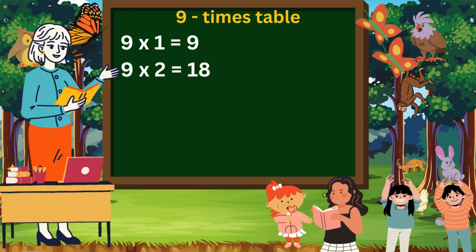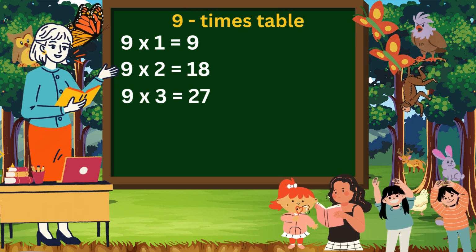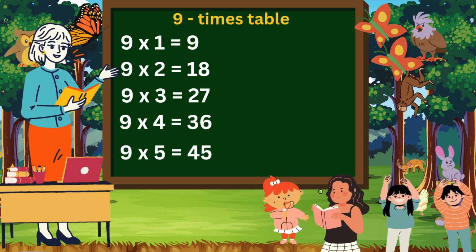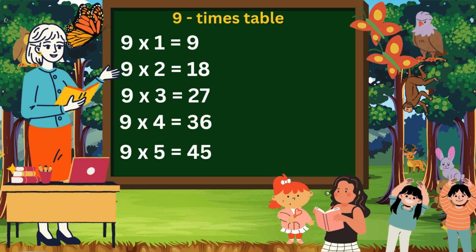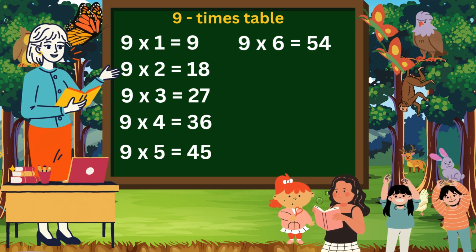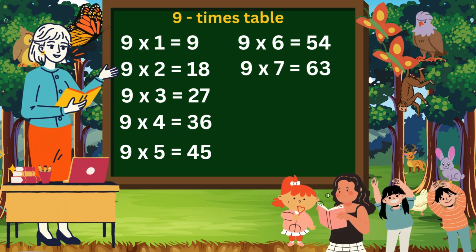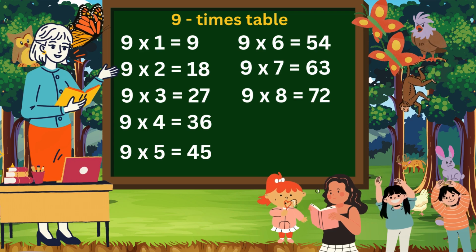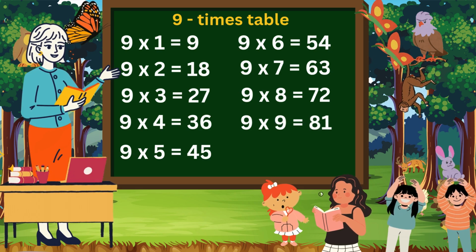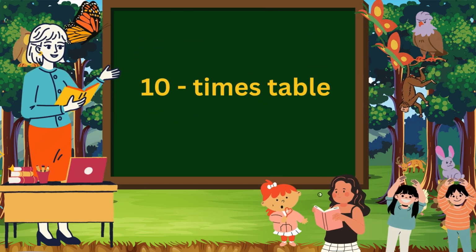9 twos are 18. 9 threes are 27. 9 fours are 36. 9 fives are 45. 9 sixes are 54. 9 sevens are 63. 9 eights are 72. 9 nines are 81. 9 tens, 90. 10 times table.